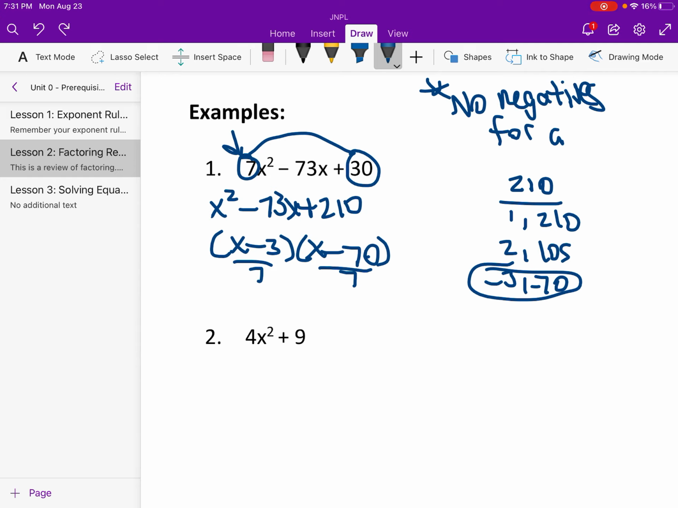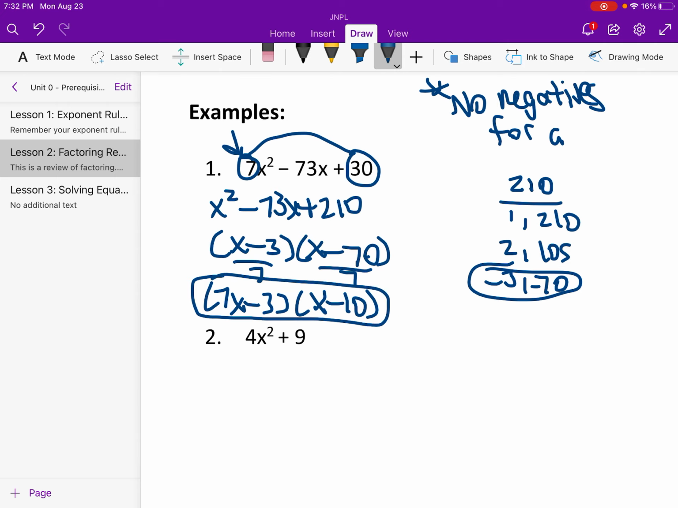And the most common thing that you mess up on is signs. So also a crucial step is making sure you have the right signs. Now, since this 7 can't simplify evenly, we just put it by the x: 7x minus 3, and then negative 70 divided by 7 is negative 10. So these are your factors, and they can't be simplified further. That's how you do it.